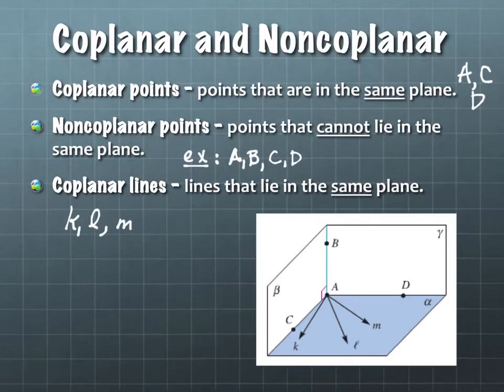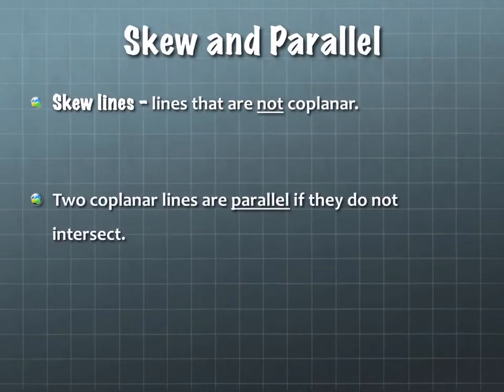In addition, you could even say that line AC lies in that plane, and line AD lies in that plane too. So those would be some examples of coplanar lines for this image. Now, if 2 lines are not coplanar, they have another name, and they're called skew lines. So skew lines are 2 lines that don't lie in the same plane.